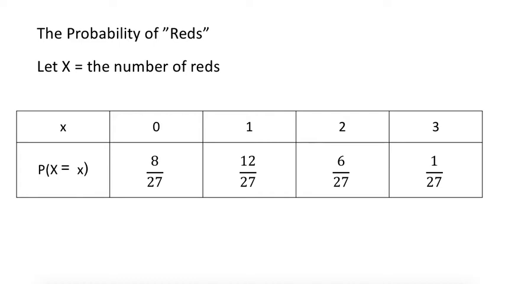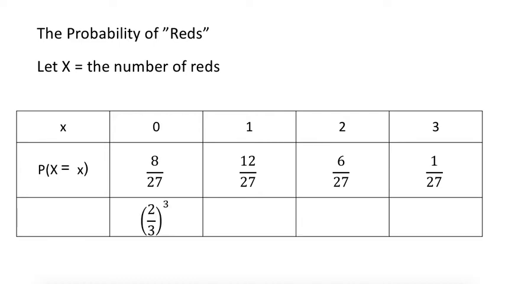Okay? So when you say there's no reds, that means you're going to get not red, and not red, and not red. Okay? If 1/3 are red, then 2/3 are not red. So it'll be 2/3 times 2/3 times 2/3. Right? Whenever you say and in probability, that's a multiply. So 2/3 times 2/3 times 2/3.